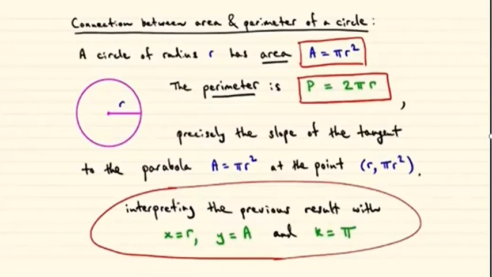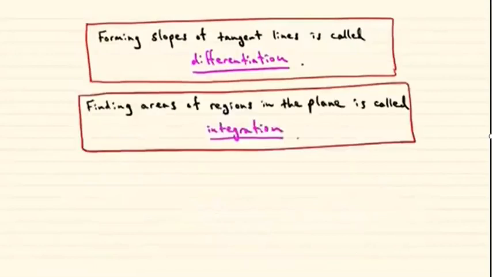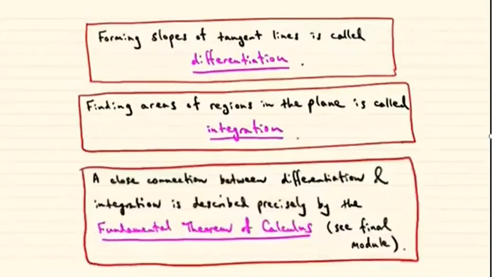Forming slopes of tangent lines is called differentiation. Finding areas of regions in the plane, like finding the area of a circle, is called integration. There's a remarkable connection between them described in the last module of this course called the fundamental theorem of calculus.